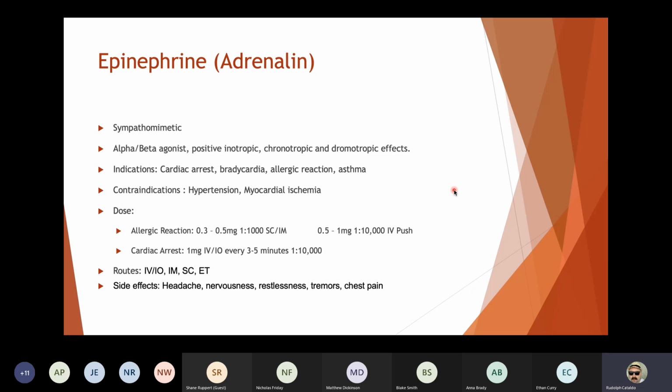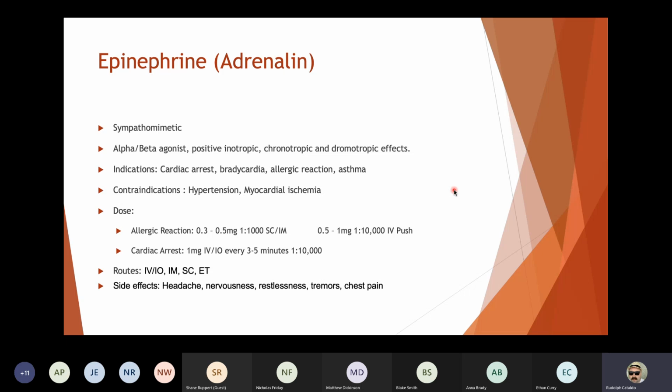Dose, allergic reactions would give 0.3 to 0.5 milligrams, 1 to 1,000 sub-Q or IM. That's what is in an EpiPen. That's the exact dose that's in an EpiPen. If we have to give it IV push for allergic reaction, it's 0.5 to 1 of 1 to 10,000. So the dilution changes. Now, 1 to 10,000 is the same concentration we use in cardiac arrest. Cardiac arrest is 1 to 10,000, 1 milligram, which is one pre-filled syringe every 3 to 5 minutes.